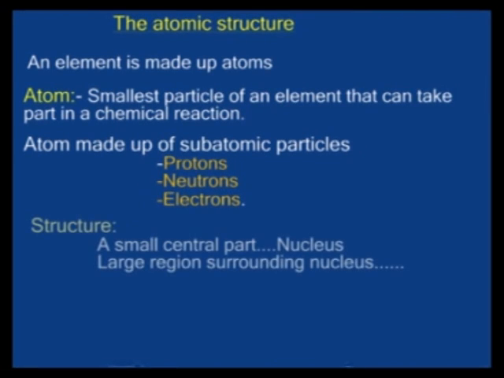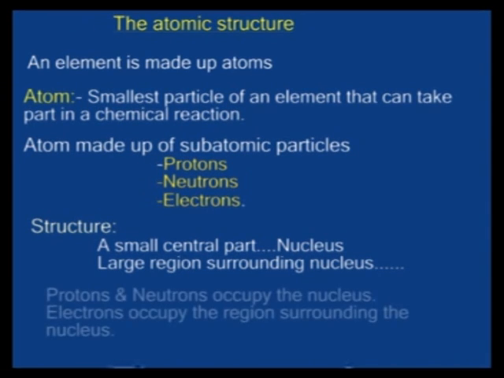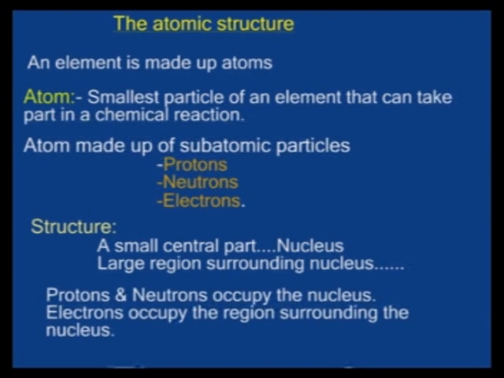Structurally, an atom consists of a small part called the nucleus and a larger region surrounding this nucleus. The protons and neutrons occupy the nucleus and they are collectively known as nucleons. The electrons occupy the region surrounding the nucleus.